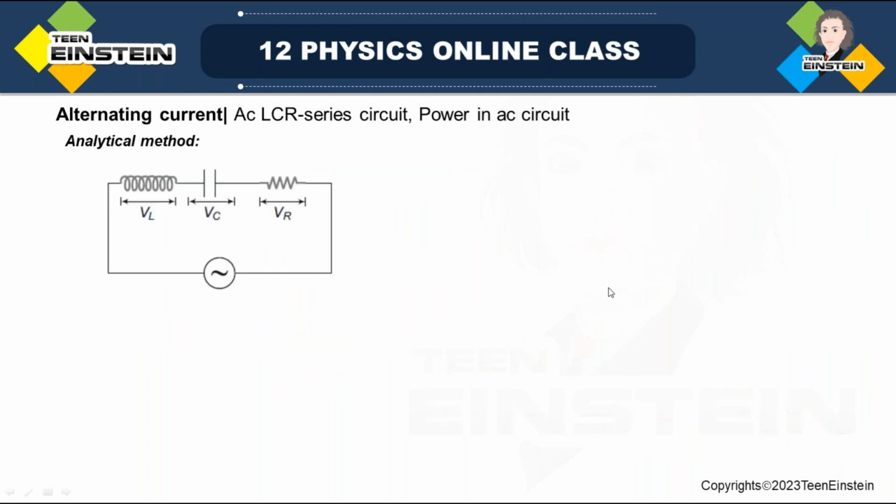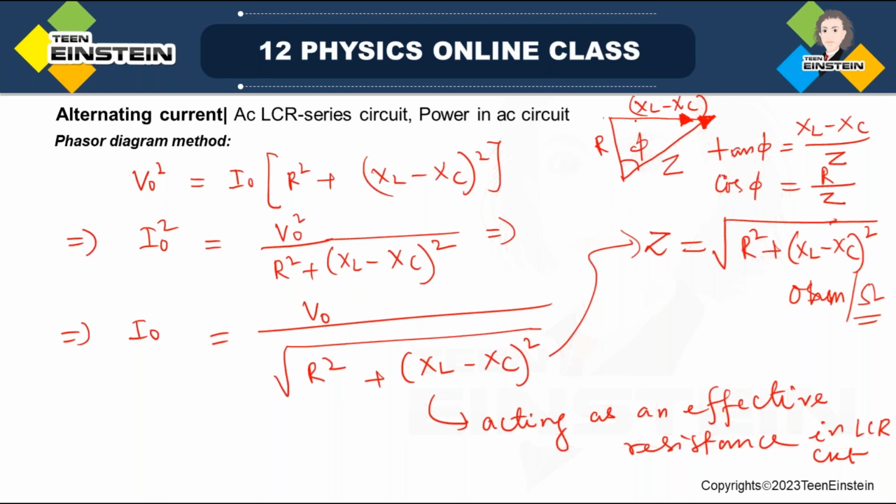So what I was discussing is that if I draw R, Z, and this XC minus XL, phi is between R and Z. So cos phi will be R by Z. This is a useful term which we are going to use when we are solving problems, and while discussing power in an AC circuit we need this R by Z. R by Z is equal to cos phi.